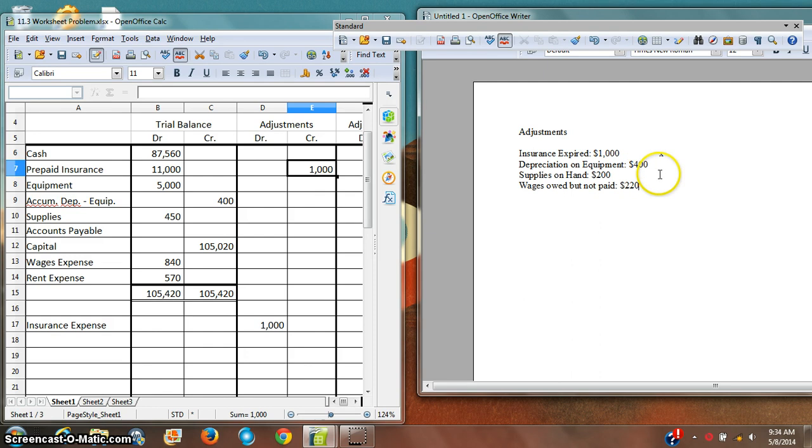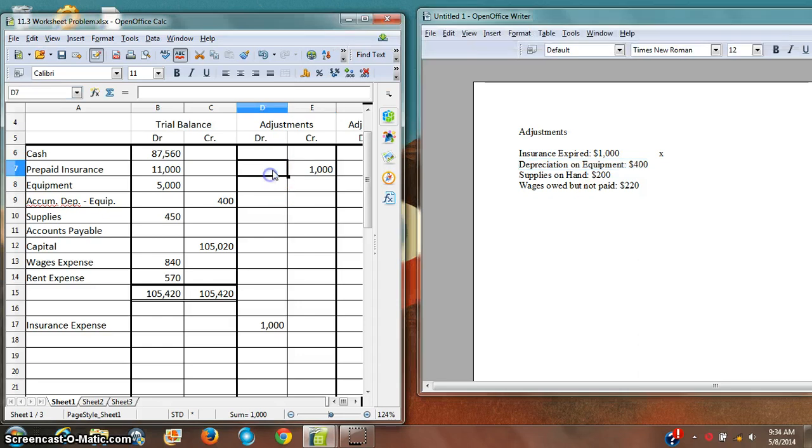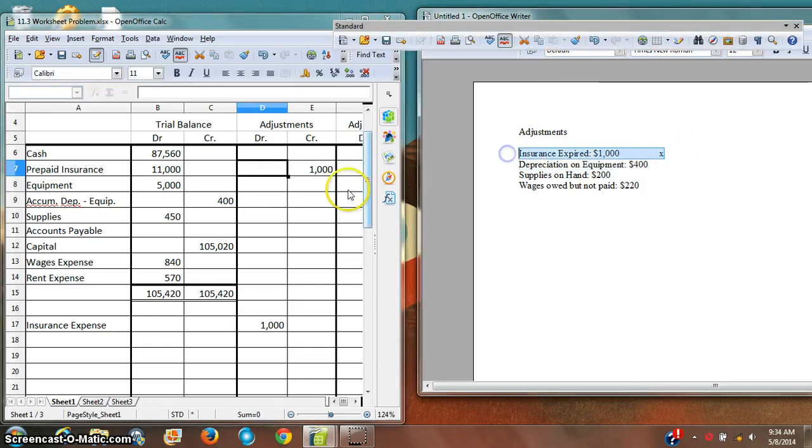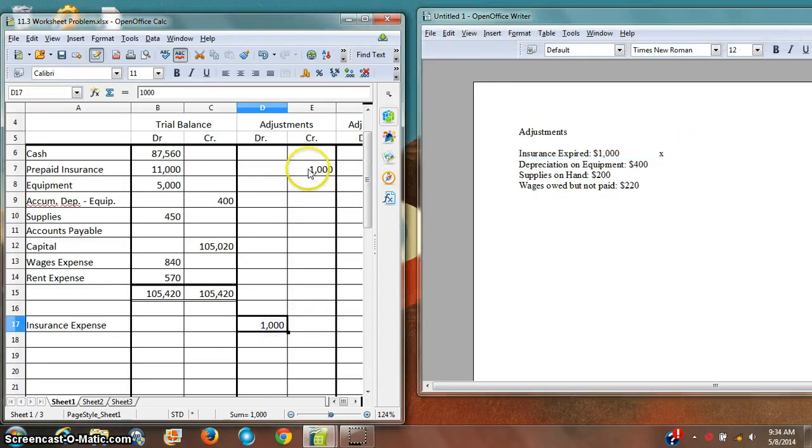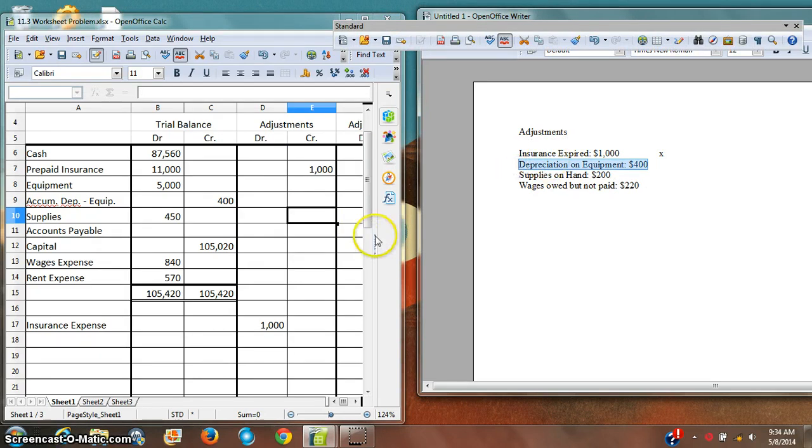The next thing I need to do is adjust for depreciation on equipment. Oh, and before we do that, I'd just like to mention again, this is double entry. So for each of these, I'm going to make two entries, one on the debit side and one on the credit side in the adjustment column. I'm going to do both of those things. So now I've got depreciation on equipment, $400. In an earlier class we talked about how to calculate that. I don't need to calculate that here because it's given to me in the problem. I know that I've got $400 worth of depreciation on equipment. So now I need to acknowledge that.